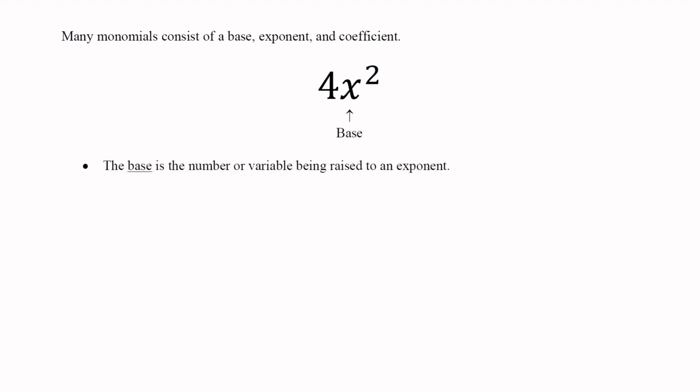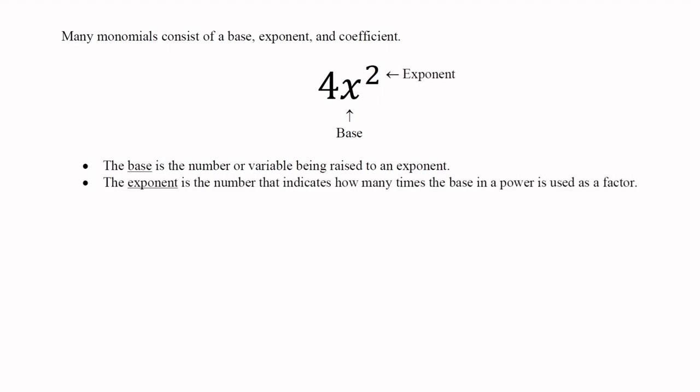Many monomials consist of a base, exponent, and coefficient. You've already seen that a bit in the previous example. The base is the number or variable being raised to an exponent. The exponent is the number that indicates how many times the base in a power is used as a factor. So for example, x squared is the same as x times x. And the coefficient is the number that is multiplied by the variable. It sits out in front.